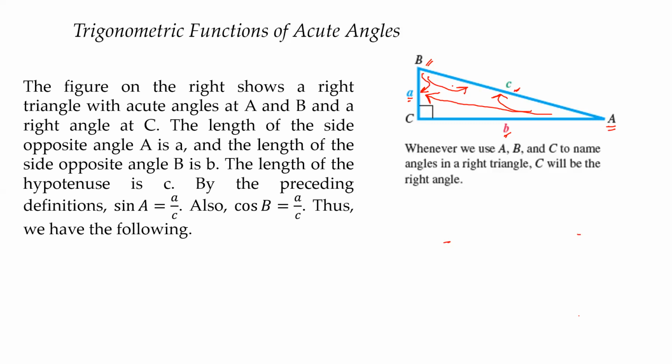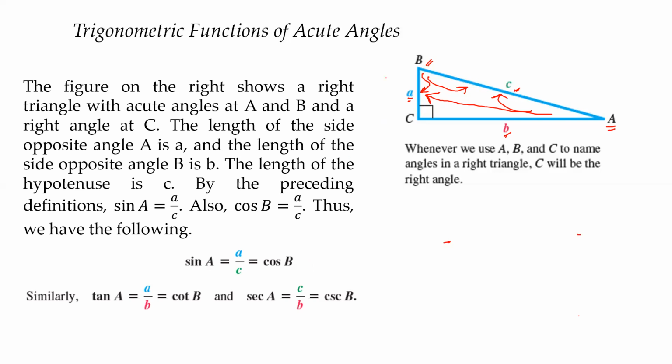Thus, we have the following, and not really an identity, but the following definition. Sine of angle A is equal to a over c, opposite over hypotenuse, which is equal to cosine B, which is adjacent over hypotenuse. The side opposite to angle A is small letter a, and the side adjacent to angle B is small letter a. So that is why we're able to equate sine A with cosine B.